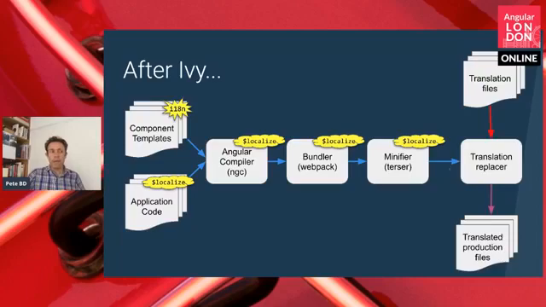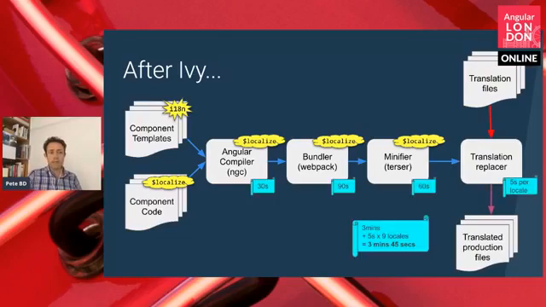At this point, we can then create a new tool, which I've called here the Translation Replacer. What that does is it can take a whole bunch of translation files that you've received from your translators and very quickly create a whole bunch of translated production files by just replacing the $localize tagged messages with the translated messages. So here's an idea of what the timing would look like for that.